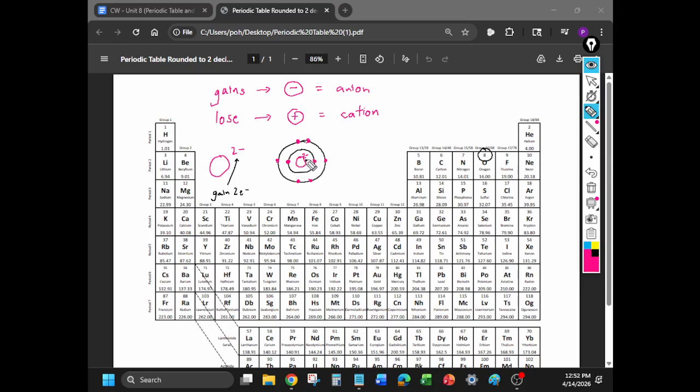And since 2 minus means that it gained electrons, we just need to add 2 more electrons in the outside shell. And that's pretty much the only difference. Okay? So regular O will have 2 electrons in the first shell, 6 in the second shell, but O2 minus is going to have 2 electrons in the first shell, but 8 electrons in the second shell. Okay, so it's literally just oxygen, but we just added 2 electrons to the outside shell. That's it.